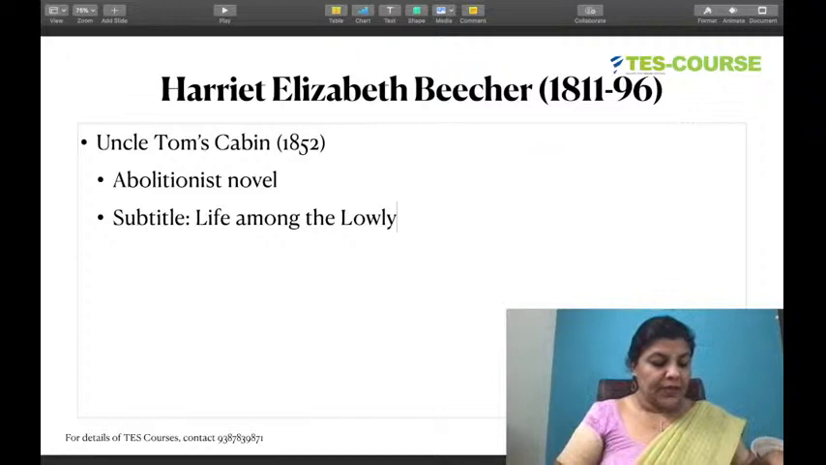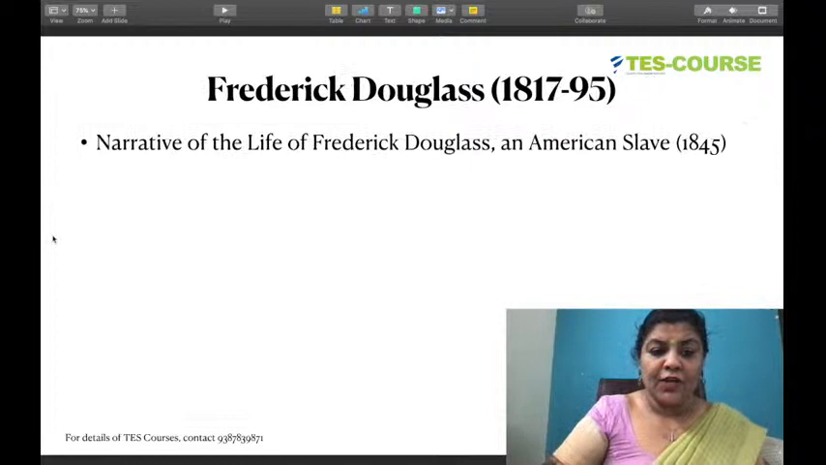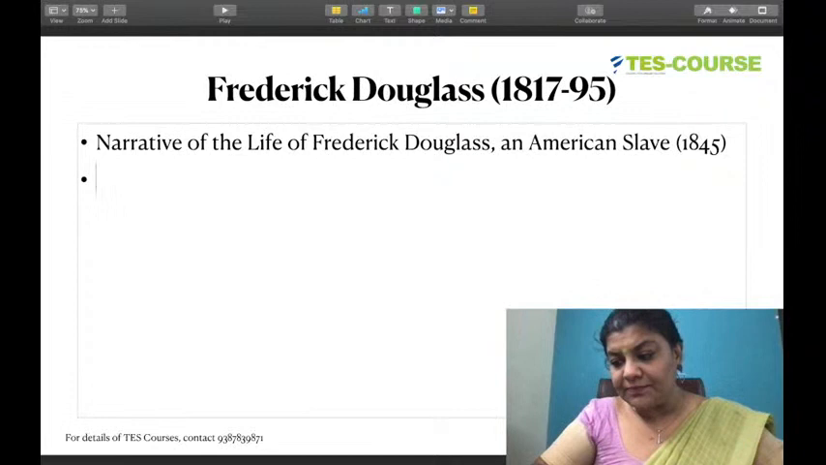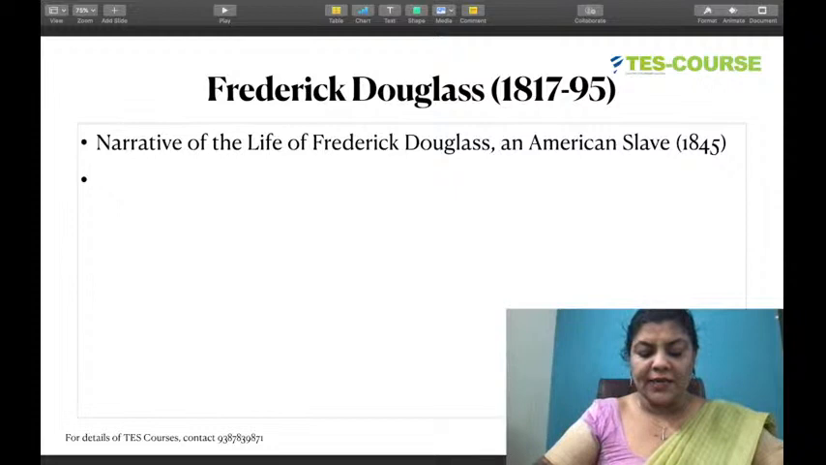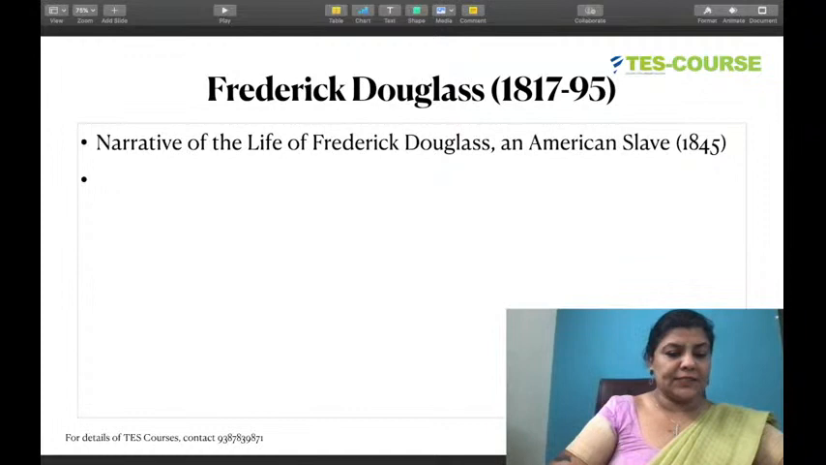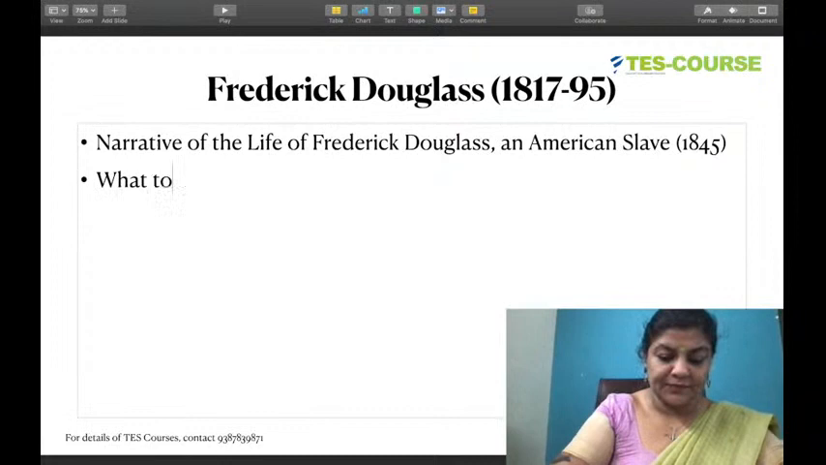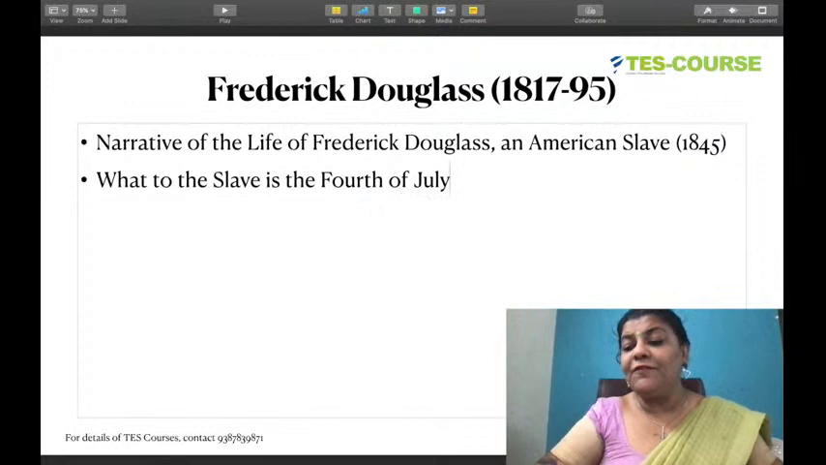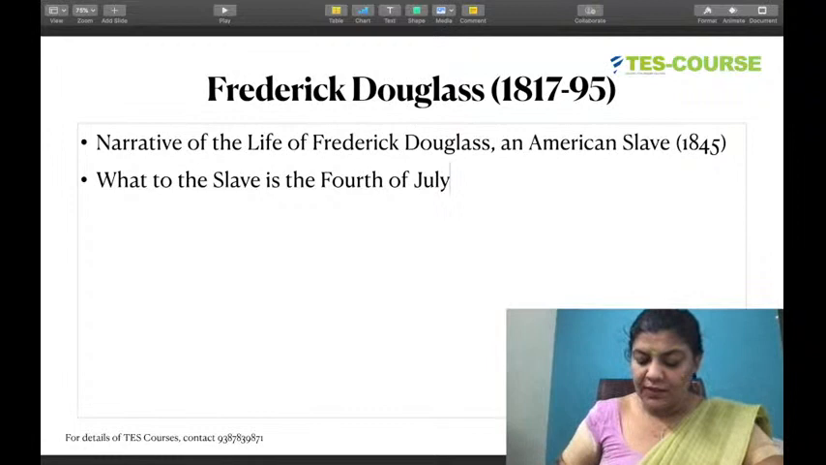There are many slave narratives written during this time. Do you remember Frederick Douglass? He wrote Narrative of the Life of Frederick Douglass, an American Slave. There is a famous lecture. IGNOU PhD entrance also covers this, right? All these authors and works are important. What is the famous lecture by Frederick Douglass? What to the Slave Is the 4th of July? Have you heard of that? It's a very important lecture that Frederick Douglass gave.